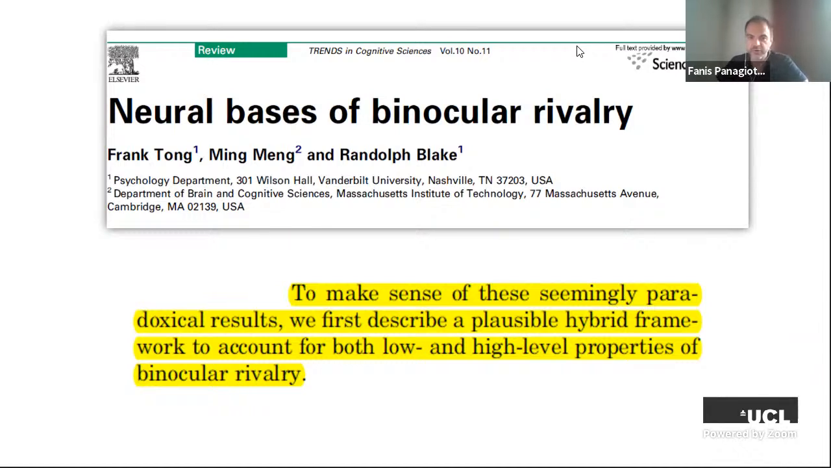This is kind of contradictory to the fMRI studies, which could be due to signal to noise. It could be due to the different nature of the two signals. There are many reasons that we might have this difference.